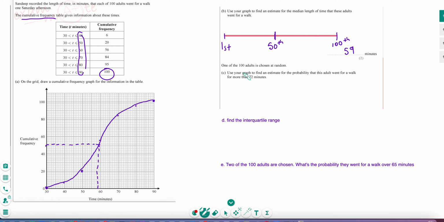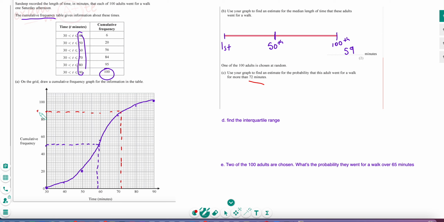59 minutes. Next, one of the 100 adults is chosen at random. Use your graph to find an estimate for the probability that this adult went for a walk for more than 72 minutes. So we know 72 minutes. We'll go across. We'll find 72 minutes. So that's on your y-axis. 72 is here. We'll go up. Remember, just an estimate.